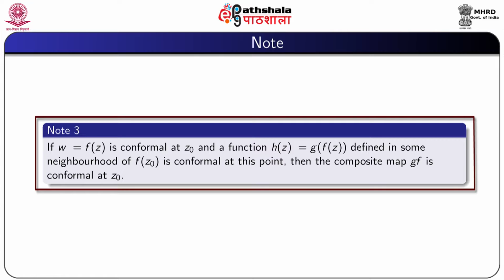Another note, if W equal to f z is conformal at z0 and a function h z equal to g of f z defined in some neighborhood of f z0 is conformal at this point, then the composite map g f is also conformal at the point z0.